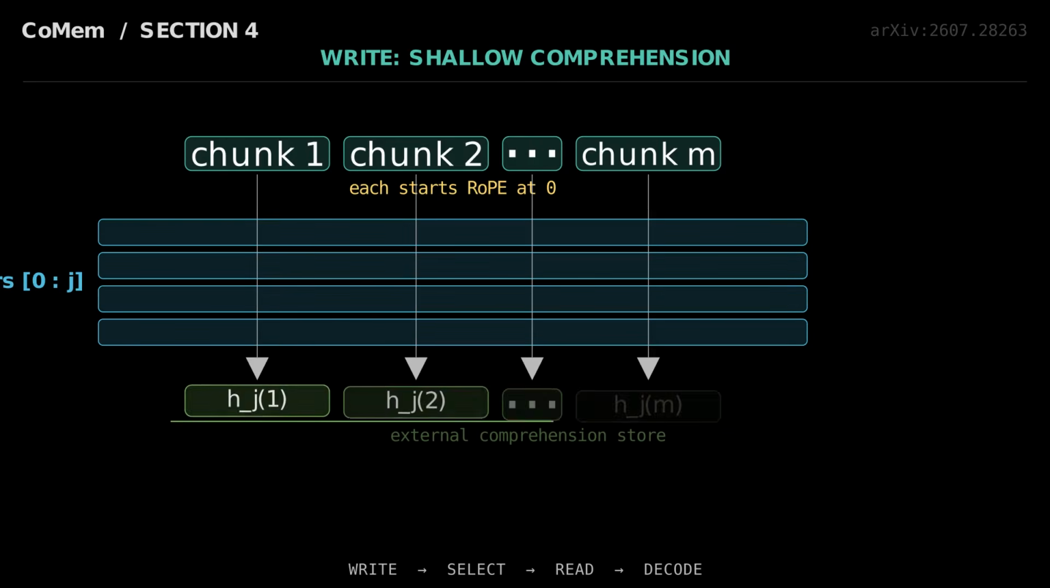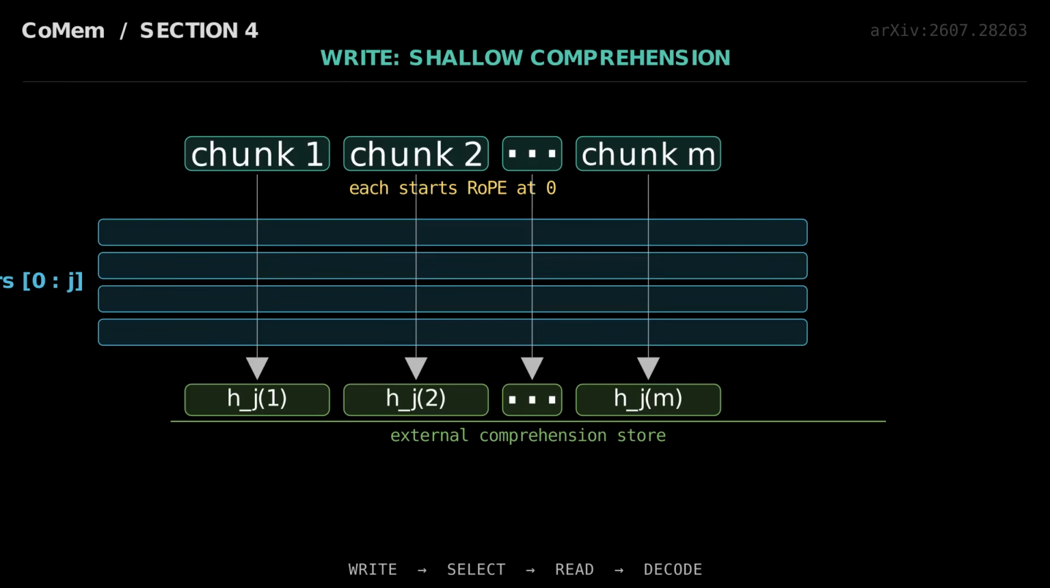Stream the document as disjoint 512 token chunks. For each chunk, reset rotary positions to 0, run only the first j layers, and store the residual tensor h_j beside the raw text. The chunk local reset makes this state position canonical. The same hidden can be read later at a new document position.